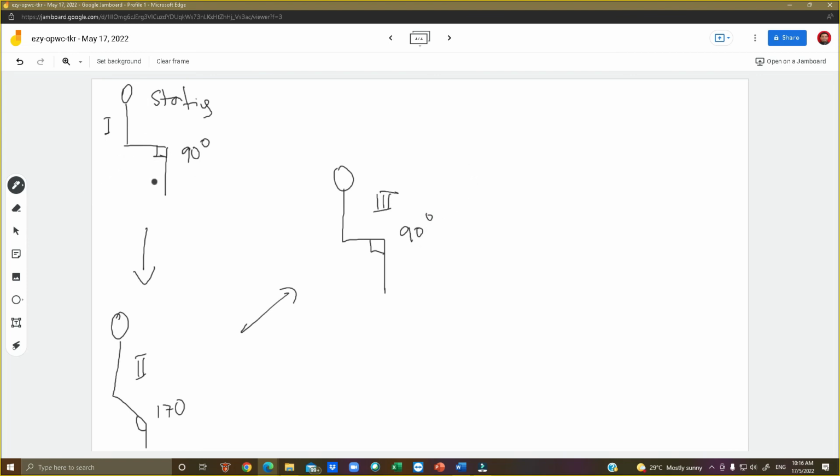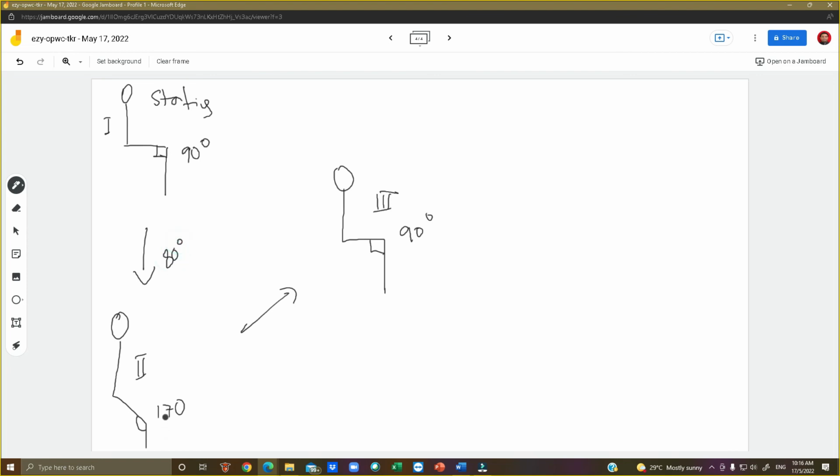Macam mana pergerakan full squat? Daripada squat, bangun, and dia akan squat balik. That is one repetition. Okay. So to measure the distance, we need to measure the difference from 90 to 170. That is 80 degree of difference.